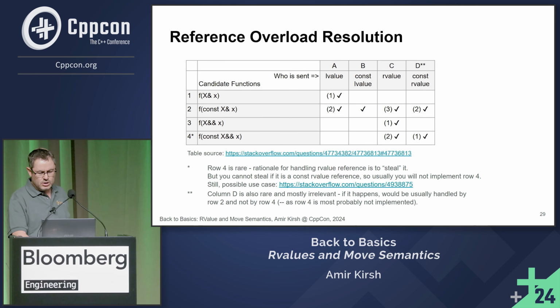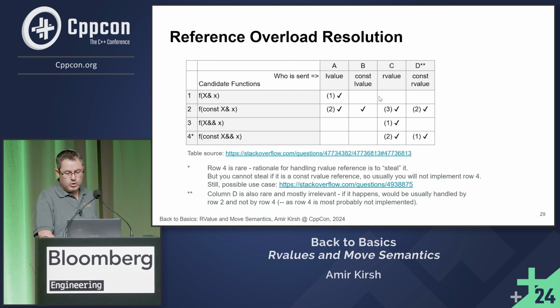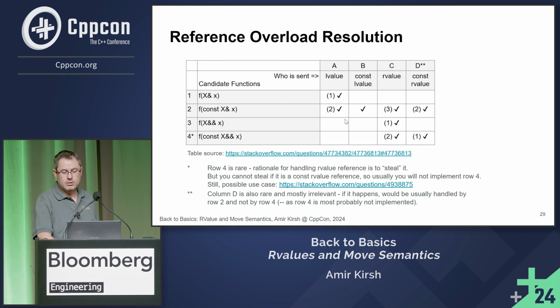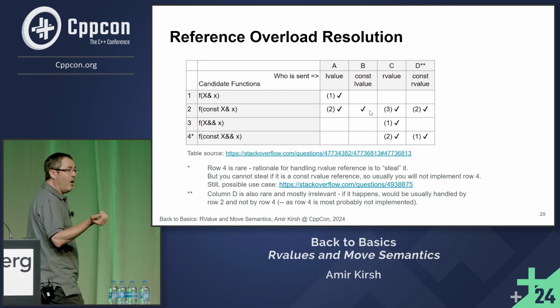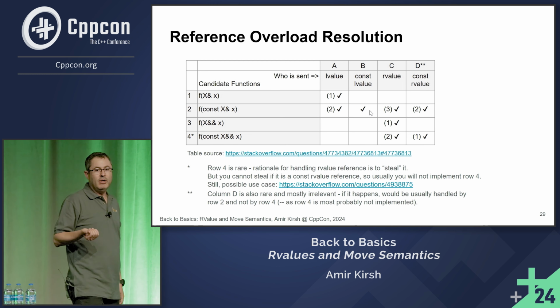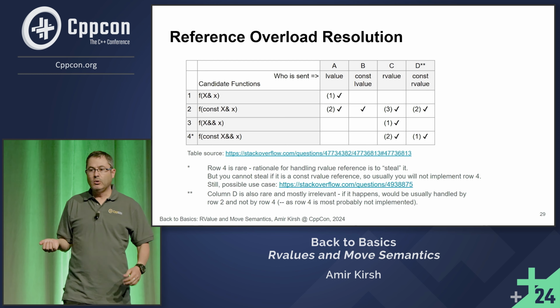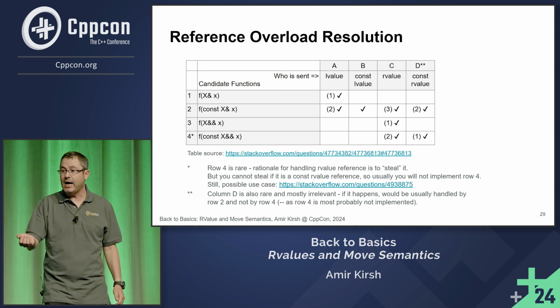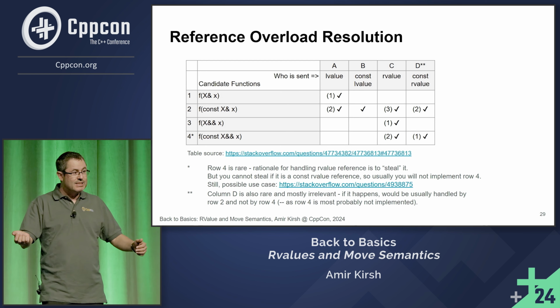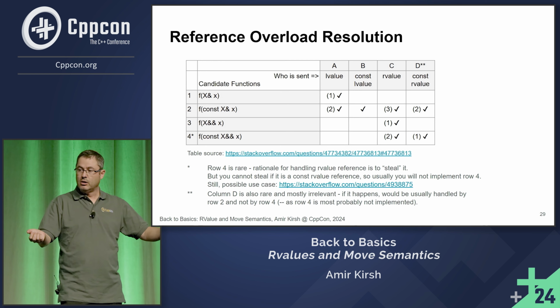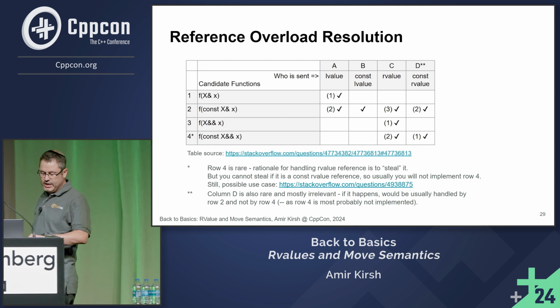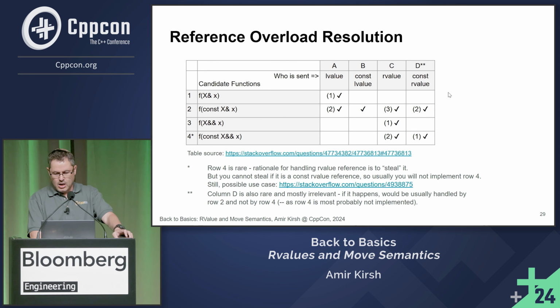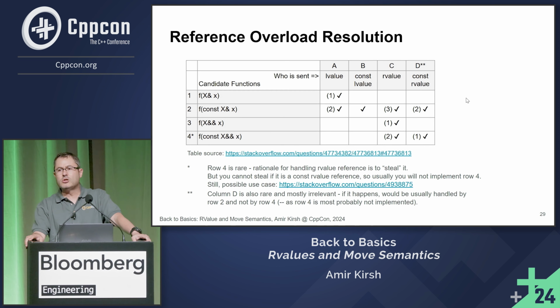So an R value would usually go to either row number 3 or row number 2, depending on whether you have row number 3. I mean, if I implemented the move constructor, I will go to the move constructor. But if not, there is a fallback. The fallback is you can still use the copy constructor. Yeah, the copy constructor can copy even if you're an R value, because an R value can go into row number 2. The fourth option is also quite real.